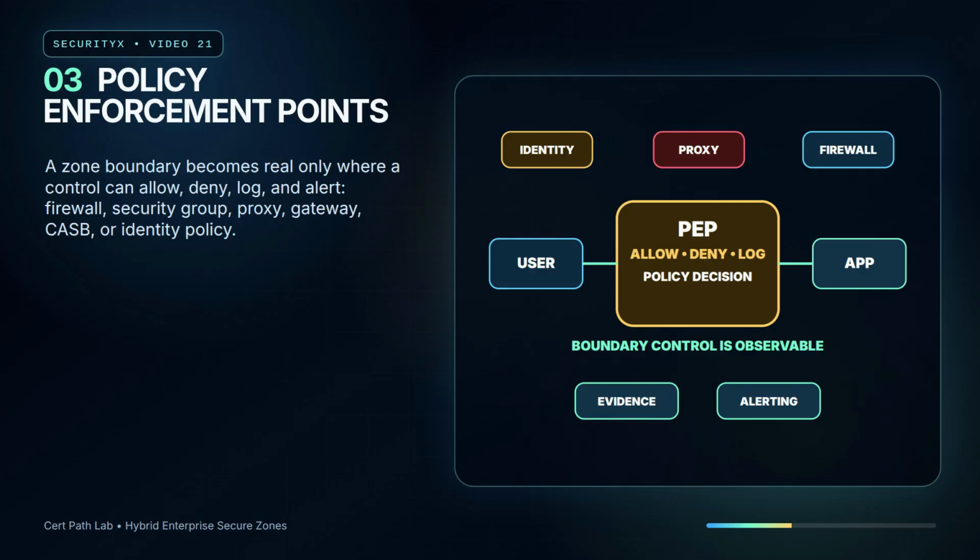A boundary is only real if something enforces it. That enforcement point might be a firewall, cloud security group, identity policy, reverse proxy, API gateway, CASB, or service mesh control. Good architecture names the allowed flow, the enforcement point, and the evidence that proves the decision is working.